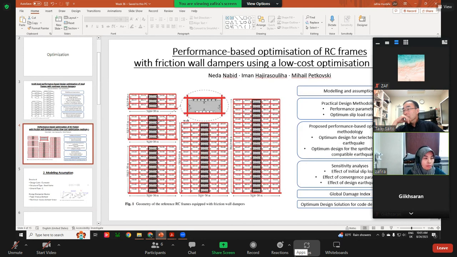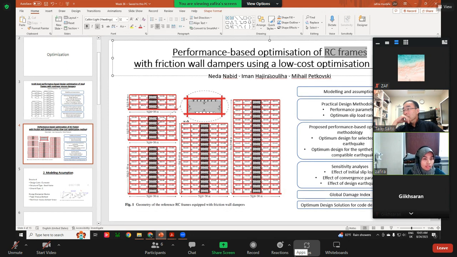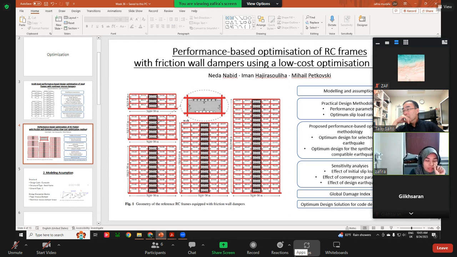And then there's another paper under him also, but this one is on an RC frame with friction wall dampers. The friction damper in the middle is not the same as our structure. Our structure uses the beam as the location of the damper, but this paper used the wall as the energy dissipation device. And in the design, this paper is also a little bit similar to the first one.